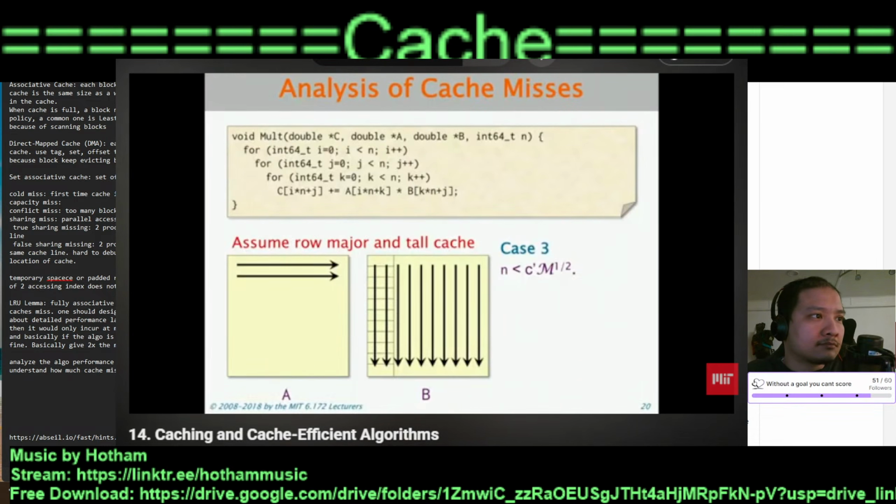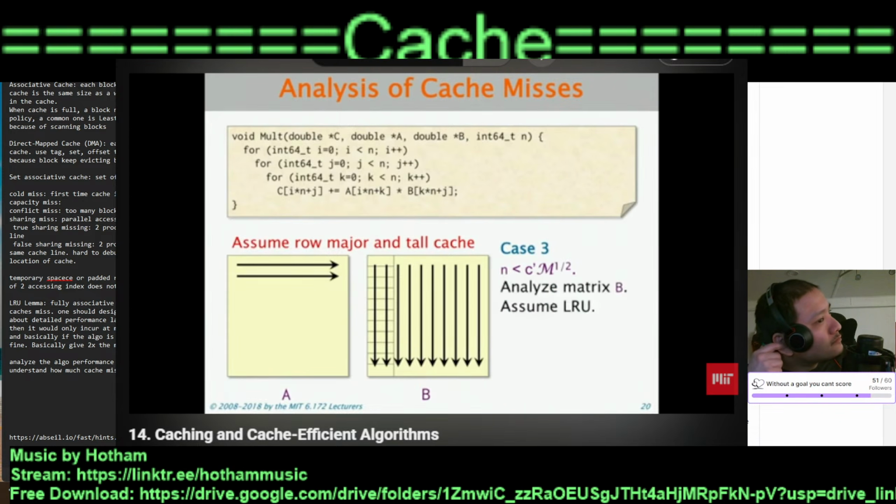OK, so let's look at the third case. And here n is less than c prime times square root of M. So this means that the entire matrix fits into cache. So let's analyze the number of cache misses for matrix B again, assuming LRU. So how many cache misses do I have now? So let's count the total number of cache misses I have for every time I go through a row of A.